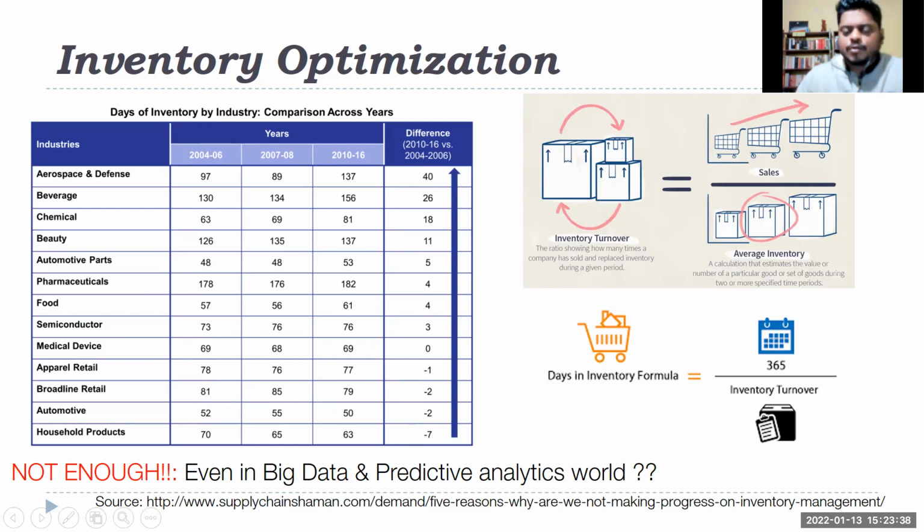Any idea why, with all this predictive analytics and big data, we are not able to do that? Any answer which comes to mind? Because we are talking a lot about analytics, but then why are the results not showing? For the food industry, it has actually increased, though very slightly, 4 days, but still on an average for the industry it is increasing. Any idea why?